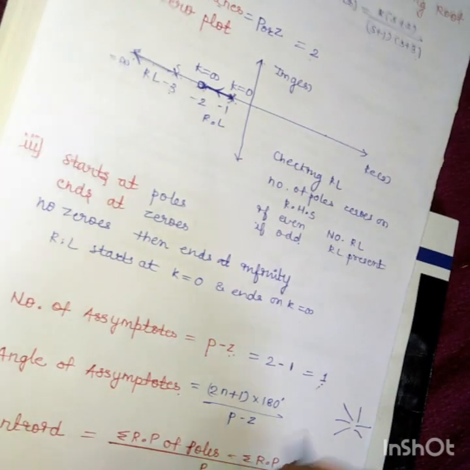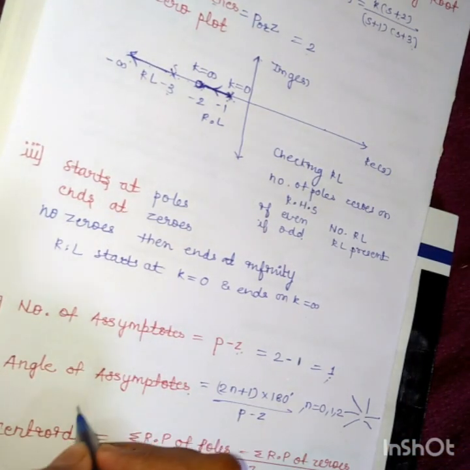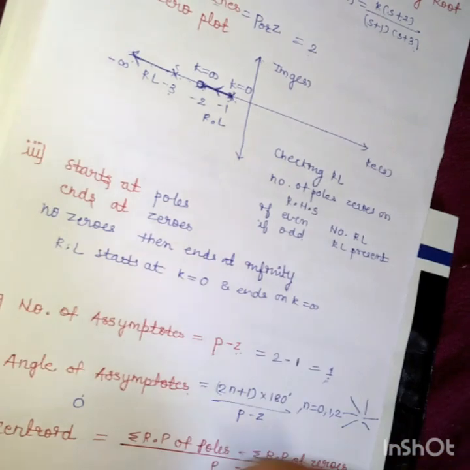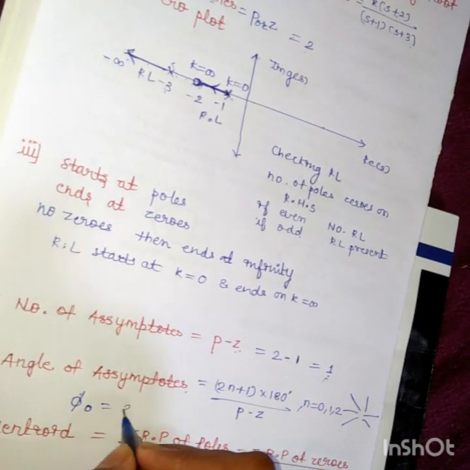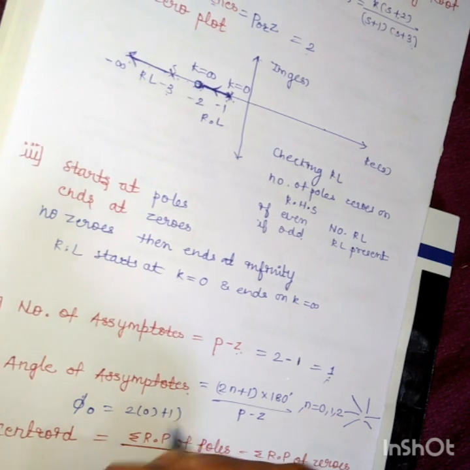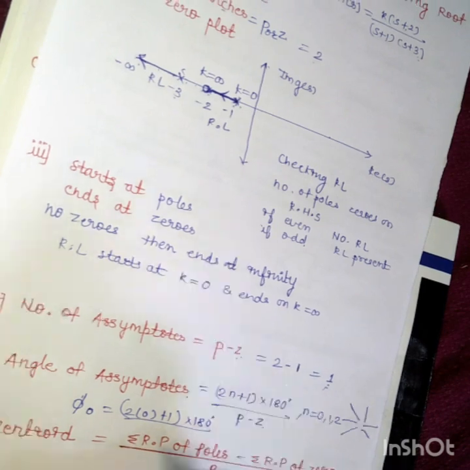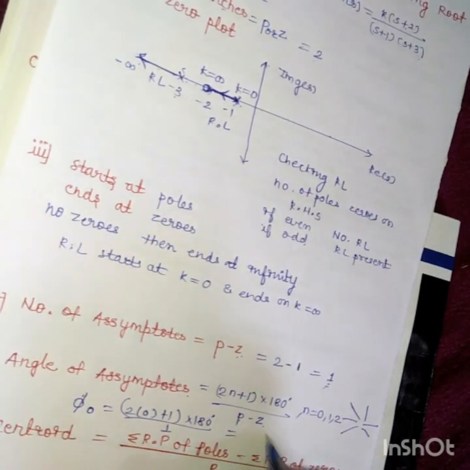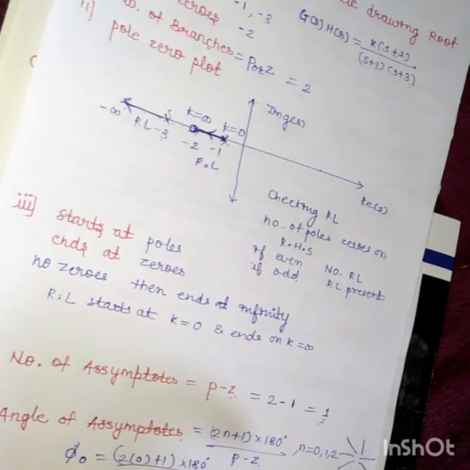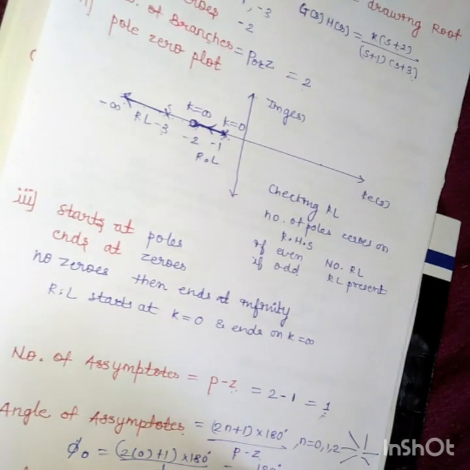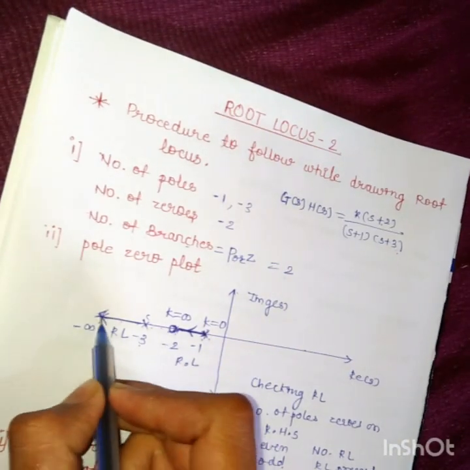Here n is 0, 1, 2. We have only one asymptote in this problem, therefore we will put n equals 0. So phi of 0 is equal to (2 times 0 plus 1) into 180 degrees upon p minus z, that is 2 poles and 1 zero, therefore 1, which equals 180 degrees. Therefore only one asymptote is present and its angle is 180 degrees. Therefore our root locus will be going like this, in a straight line.